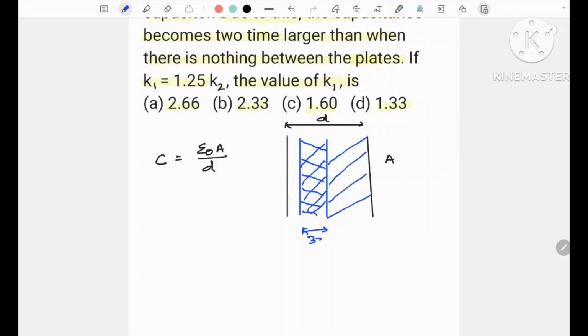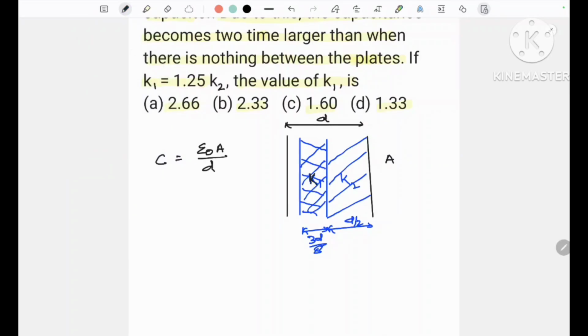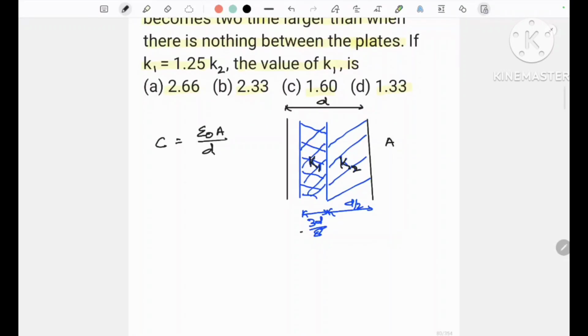This is 3D by 8 and this is D by 2, the K1 and this is K2. K1 dielectric constant and this is K2. Suppose this is T1 and this is T2, D by 2 is T2.